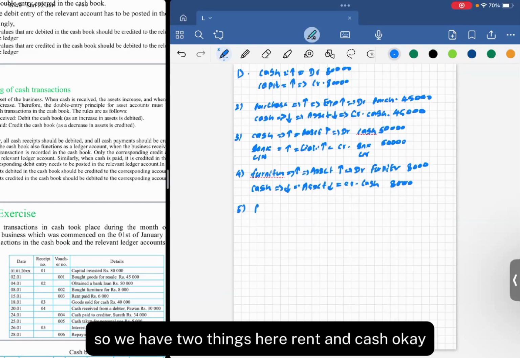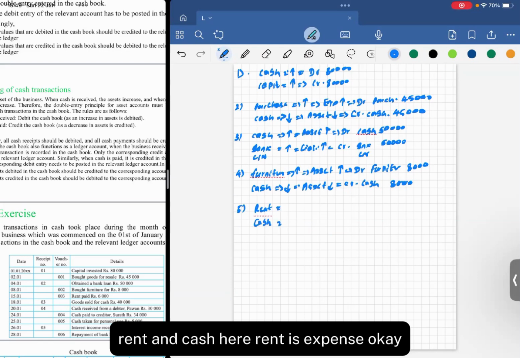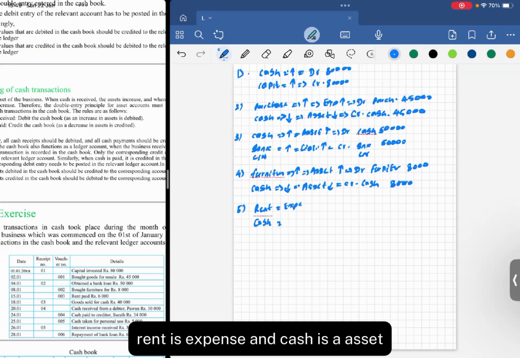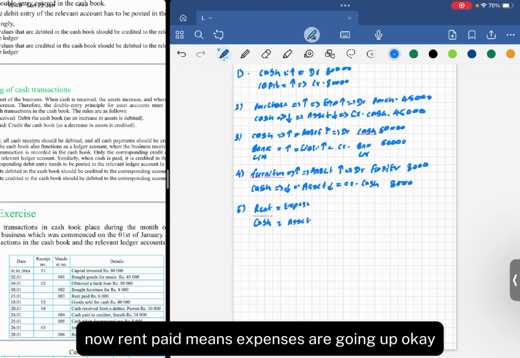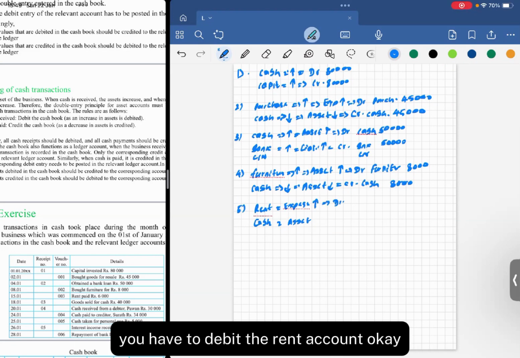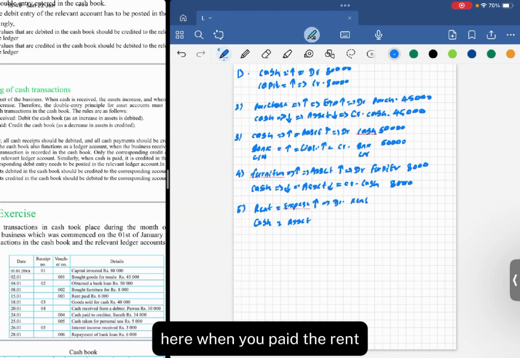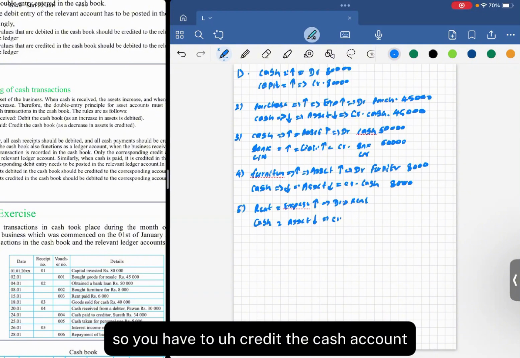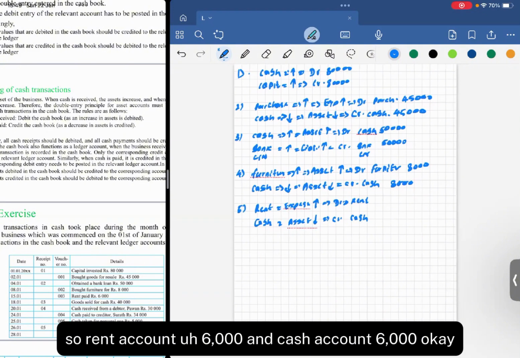So we have two things here: rent and cash. Rent is an expense and cash is an asset. Now, rent paid means expenses are going up. So when expenses are going up, you have to debit the rent account. When you paid the rent, your cash balance is going down, so the asset balance is going down. So you have to credit the cash account. So rent account 6,000 and cash account 6,000.